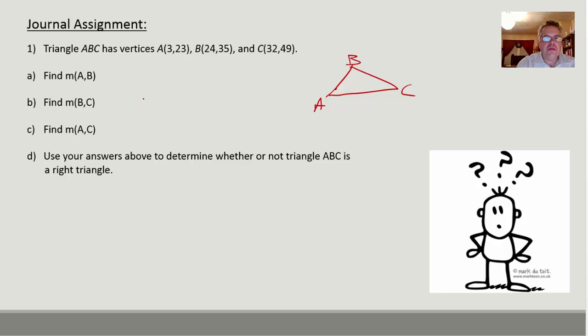So this breaks it down for you. Find the slope between A and B, B and C, A and C, then if any of them are opposite reciprocals, then it's a right triangle. All right, good luck. See you in class.